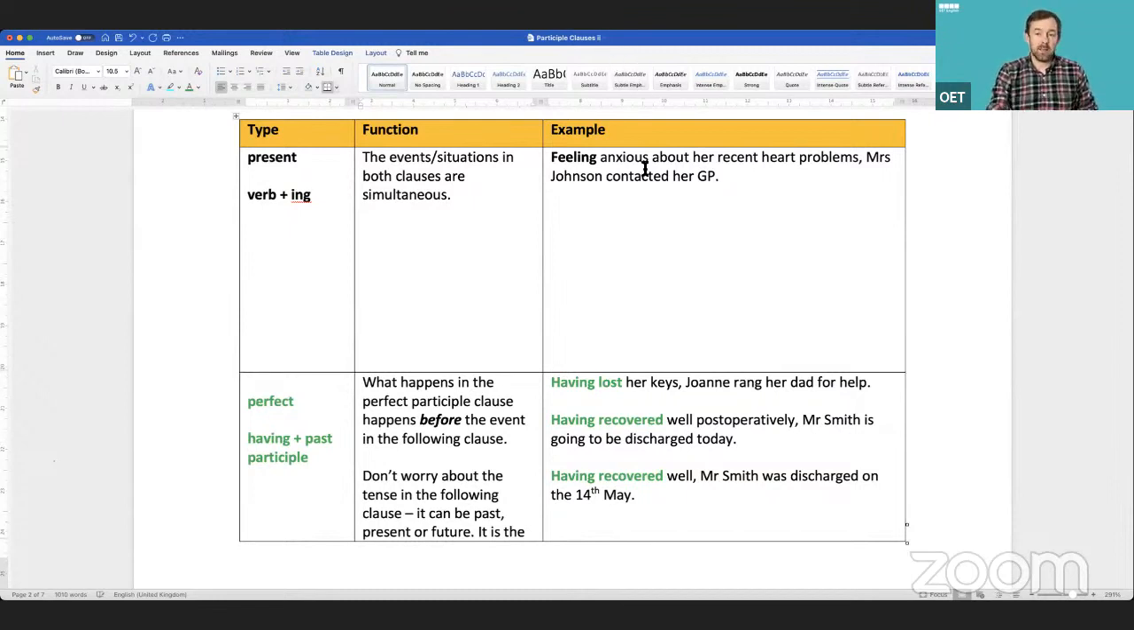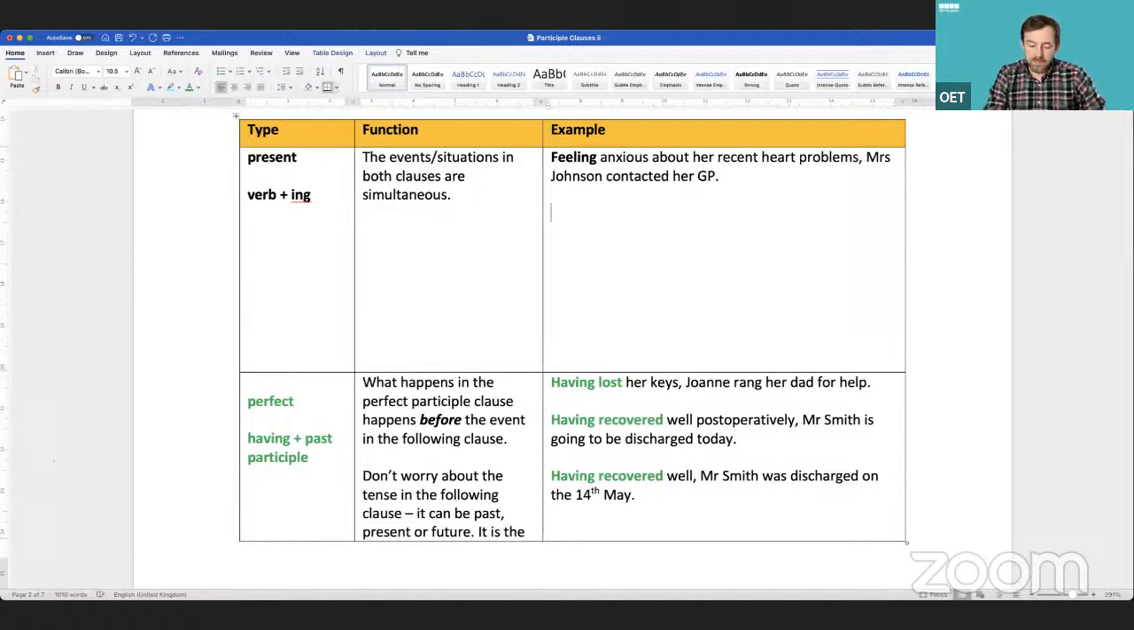That's what we're saying here, that they're simultaneous, that they happen at the same time. Now, yes, you can say that she obviously felt anxious before she rang the GP. I know that she did. That's true. You can write, she felt anxious about her recent heart problems, and as a result, she rang the GP. There are loads of ways of expressing that, but that's not what we're expressing here. What we're expressing here is that they're both true at the same time.